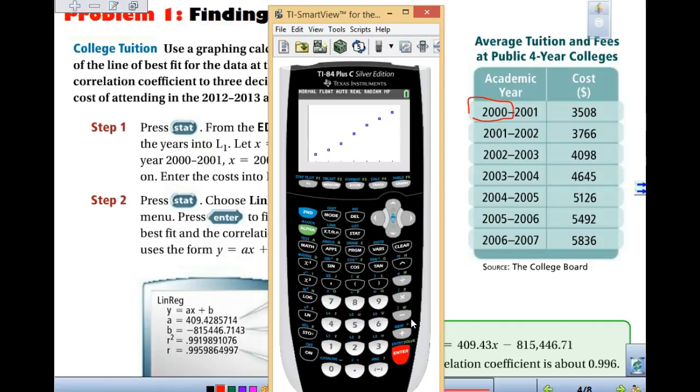So, I now want you to hit the trace button. You see trace? Trace is right next to the word graph. It's telling us each of those points. And if I use my right arrow, it moves on those data points. Okay? Hit zoom. So, to get your graph to show, again, it was zoom and then 9, stat.